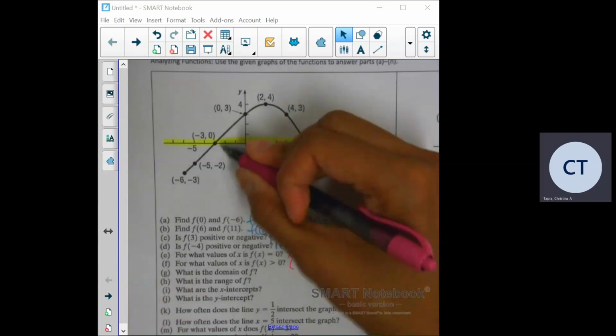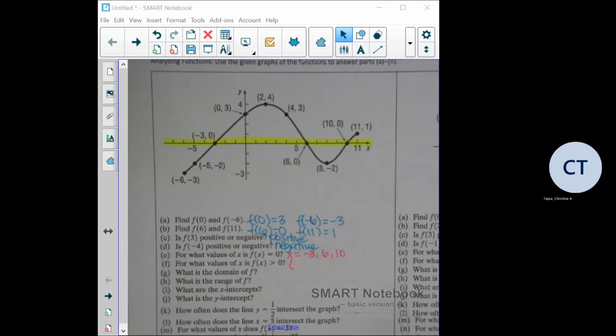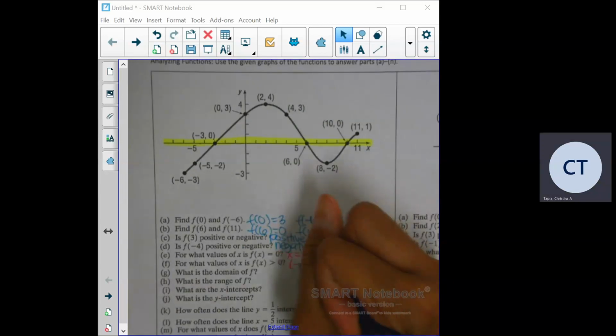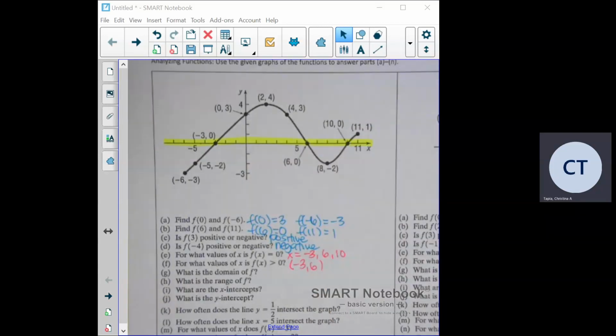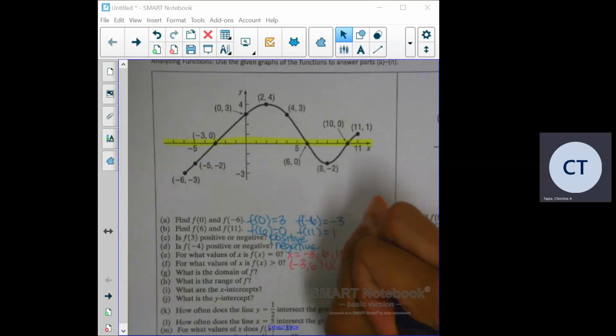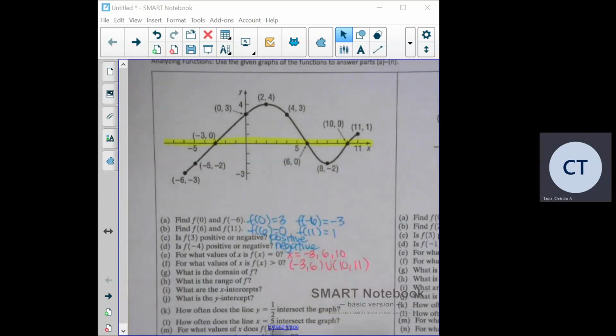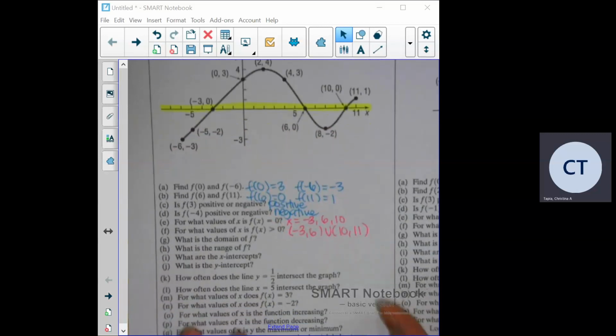So you guys tell me, what intervals on this curve are above the x-axis? -3 to +6. That's all of this space up here. Is there anywhere else? 10 to 11. So union 10 to 11. If it would have said greater than or equal to, I could have put brackets in. But since I don't have that greater than or equal to symbol, we're just going to use parentheses.